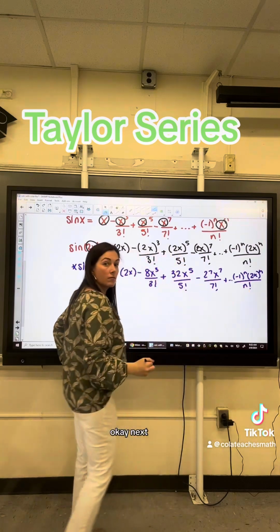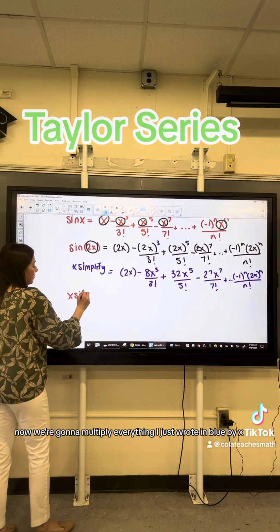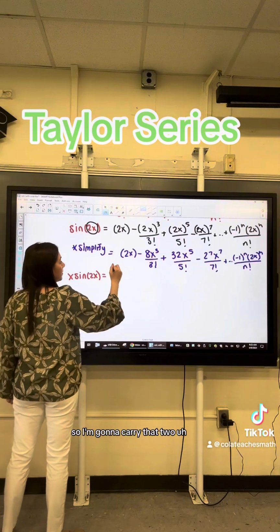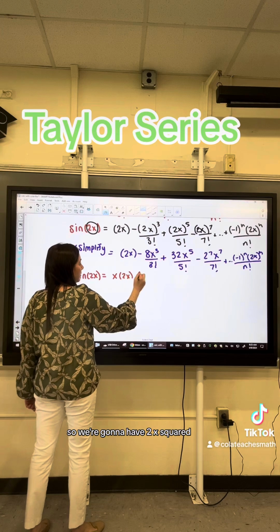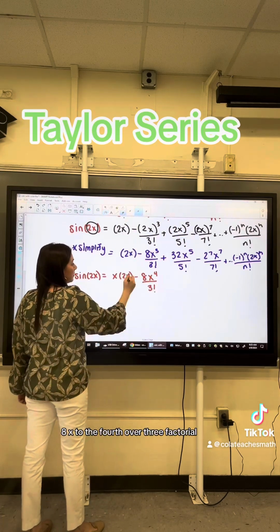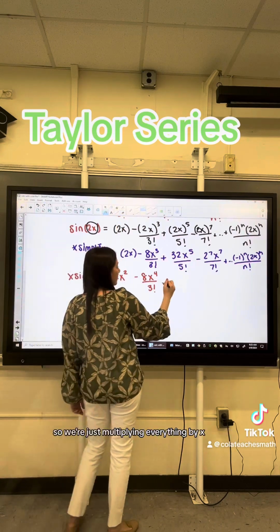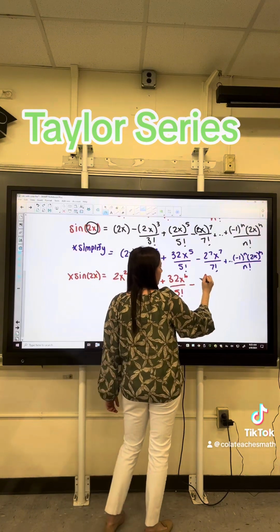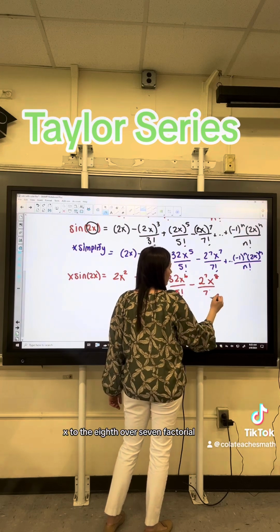Okay, next what we're going to do is multiply everything I just wrote in blue by x because we're building the Taylor series for x sine of 2x. So I'm going to carry that x in by distributing. So we're going to have 2x squared, minus 8x to the 4th over 3 factorial. Let's write that as 2x squared because it's a little bit easier. So we're just multiplying everything by x. So plus 32x to the 6th over 5 factorial, minus 2 to the 7th, x to the 8th over 7 factorial.